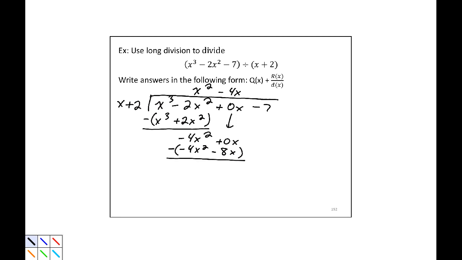The x squared terms cancel out. And I have 0 minus a negative 8, so that would be positive 8x. Now I'll bring down this minus 7.